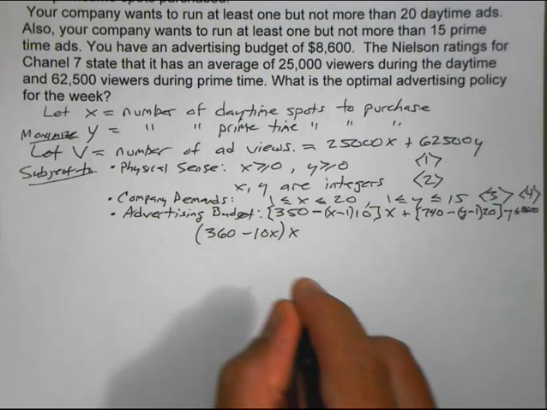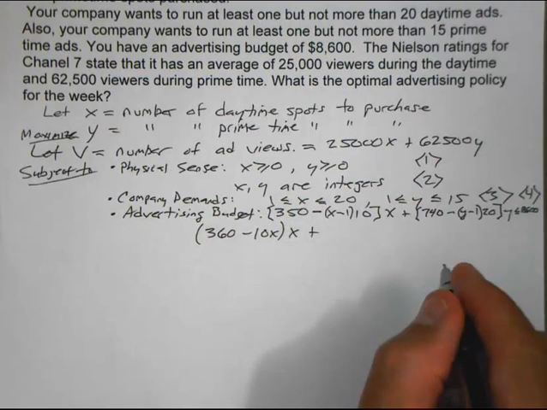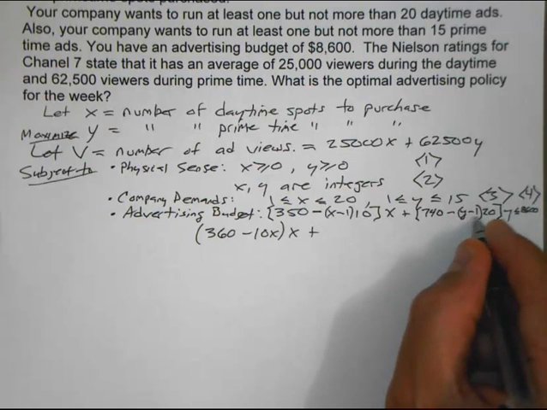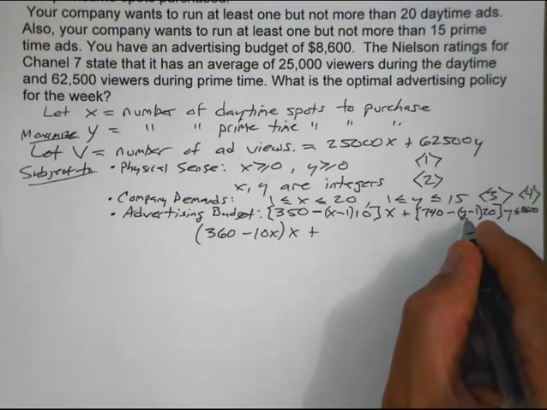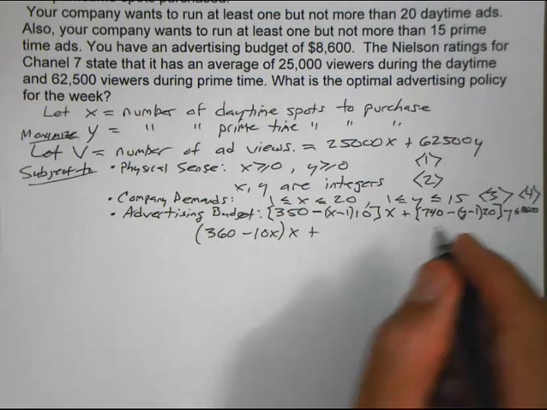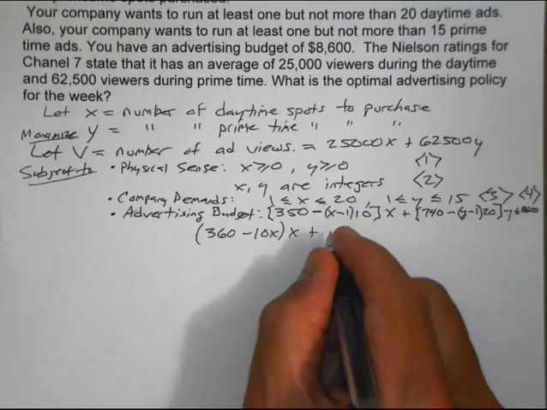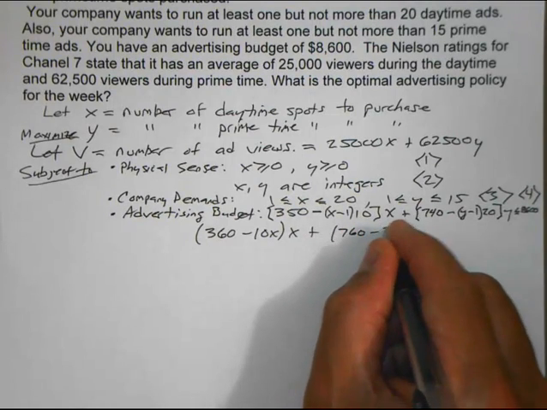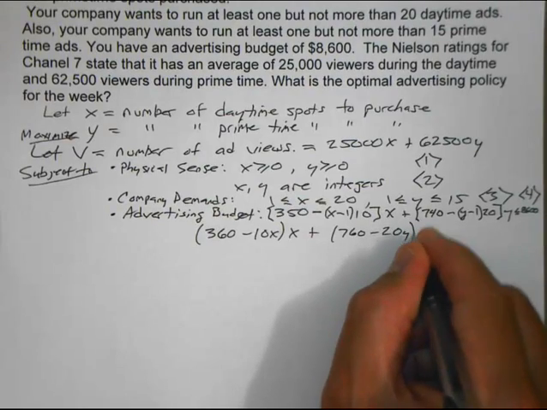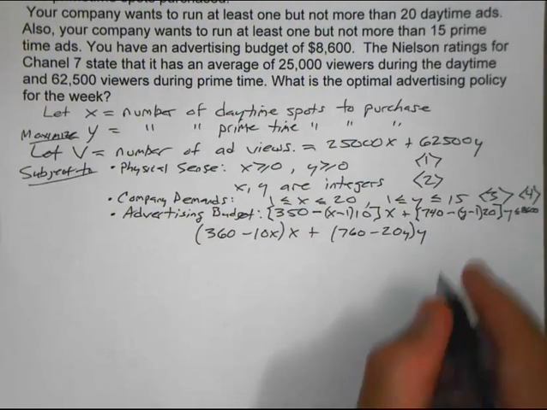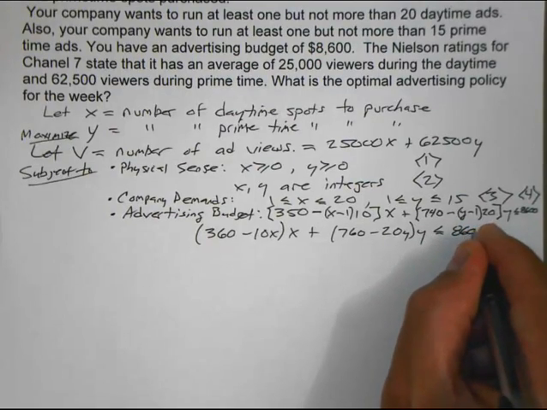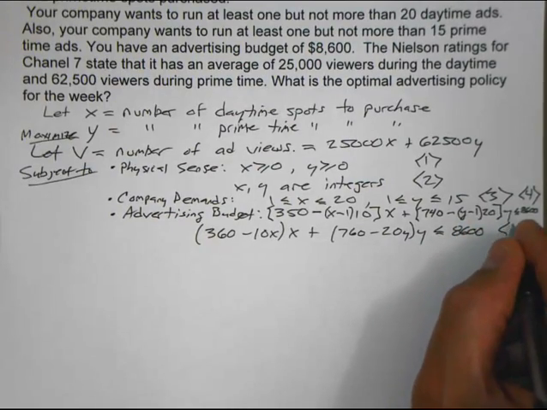times x, and then plus, here we can multiply the 20 by the y minus 1, and that makes us then a negative 20y plus 20. That would give a net effect of then 760 minus 20y times y, and that's less than or equal to 8,600. Okay, so here's 4a.